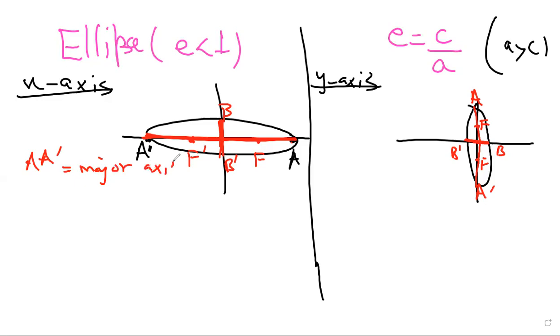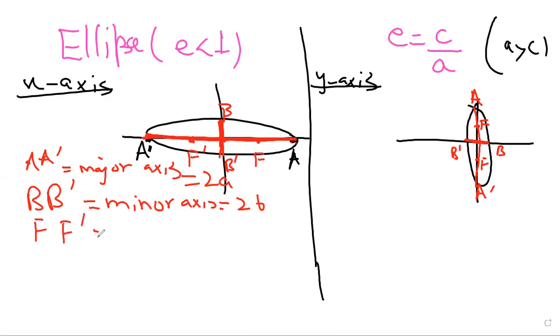Major axis is equal to 2A. How? This distance is equal to A. This is also equal to A. The total length will be 2A. B and B dash is the minor axis, and minor axis length is 2B. F and F dash, length of foci, is equal to 2C.